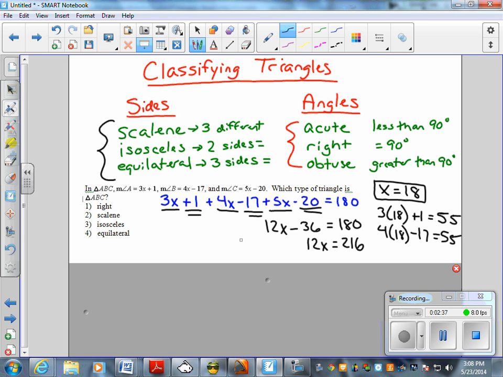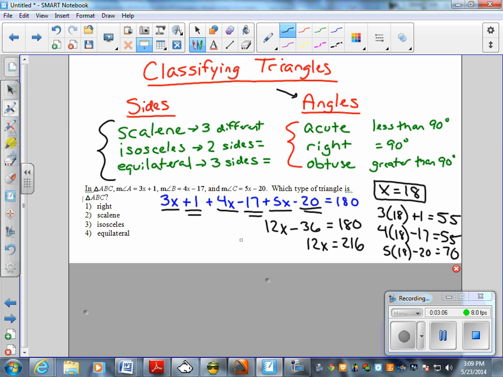And the third angle is 5 times 18 minus 20, which ends up being 70. So right now I have two 55s and a 70. And if we look over at the angle side, based on these three classifications, it would be an acute triangle.